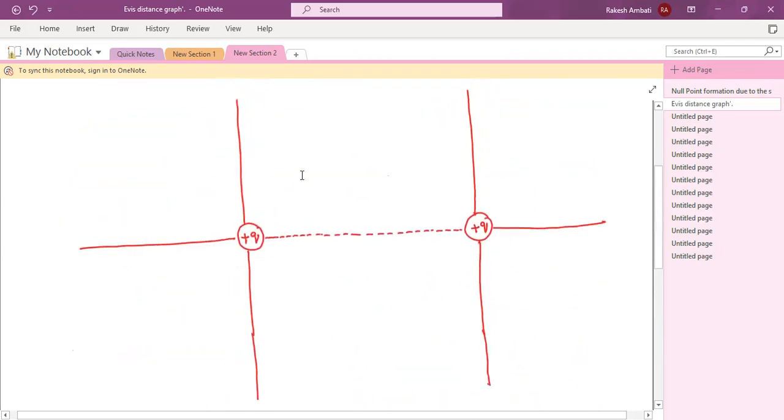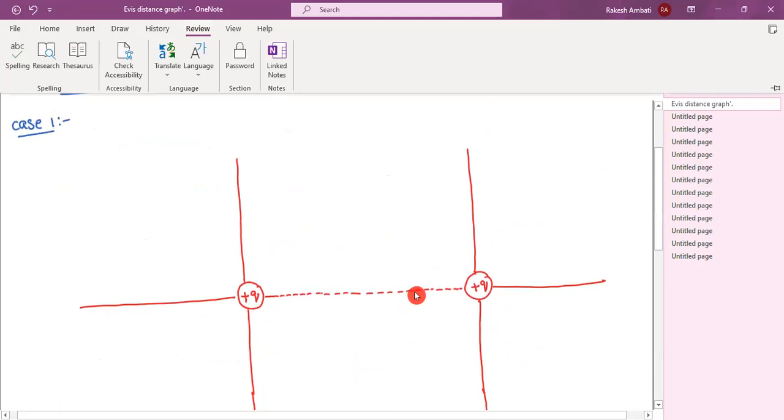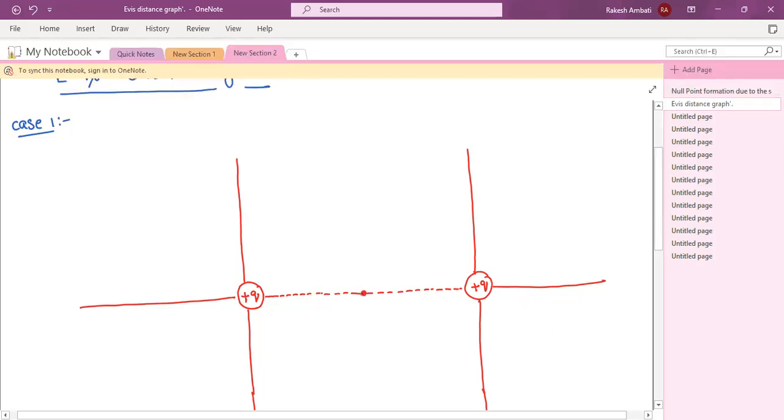So in the first case, both are identical positive charges and both are like charges. In the case of like charges, the null point will be formed in between. But since both charges are identical, the null point will be formed exactly at the middle point. Now this is the null point. At the null point, the resultant electric field becomes 0.